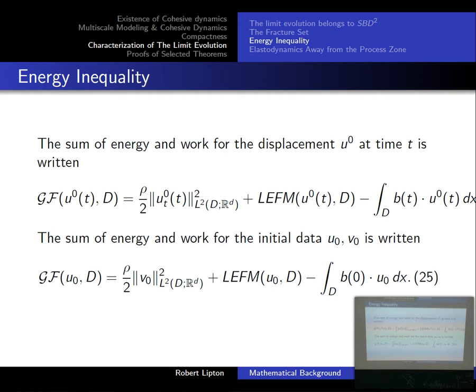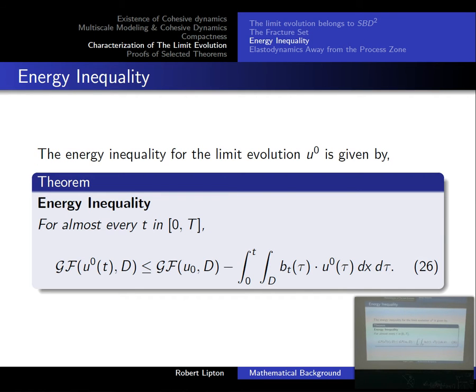And then what we have here is the initial data has the same thing: the kinetic energy from the initial velocity, the initial LEFM energy, and the initial work done against the load. And you can show an energy inequality. That is, for almost every time, the energy at time t is bounded above by the energy due to creation of surface, elastic energy, and kinetic energy. And this is the contribution of the external forces up to time t.